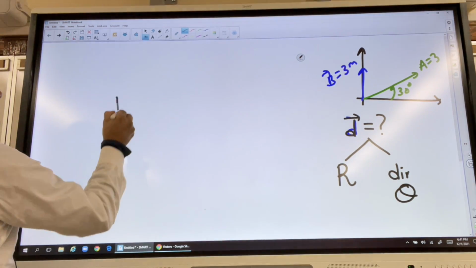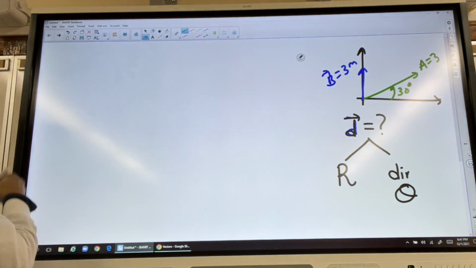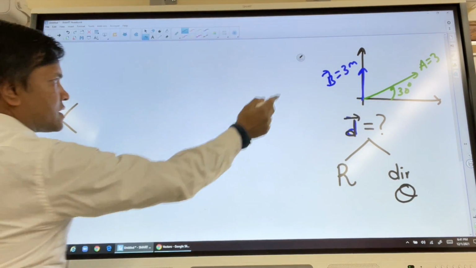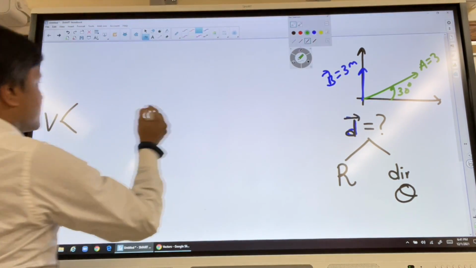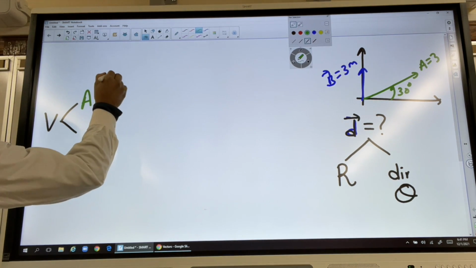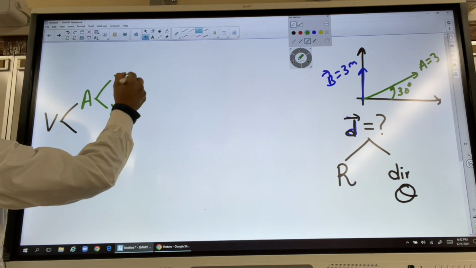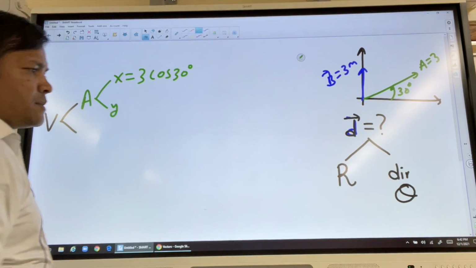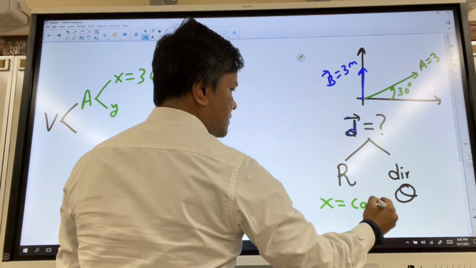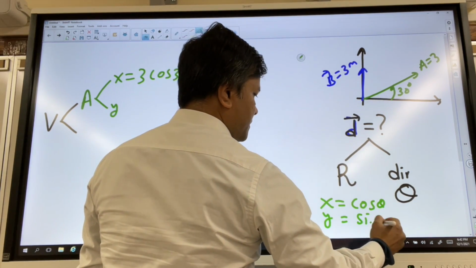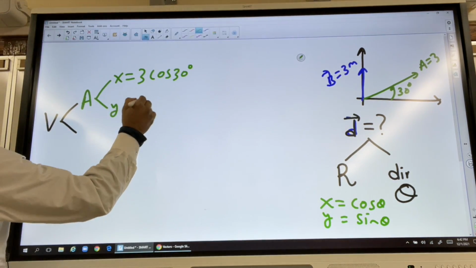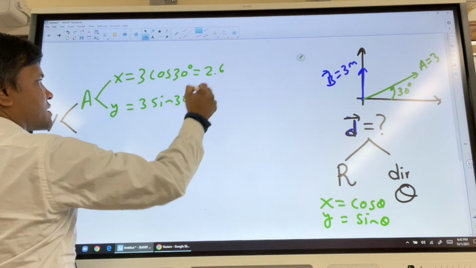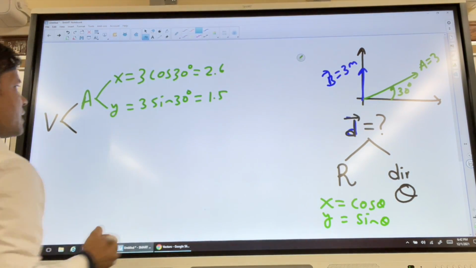So I have two vectors. Let's start from right here. Vector A, which is green, so I'm going to use green. Vector A has two components, x and y, and x is 3 cosine 30 degree. Remember, x is cosine, y is sine, don't forget that. And then 3 sine 30 degree. 3 cosine 30 degree is 2.6, 3 sine 30 degree is 1.5.